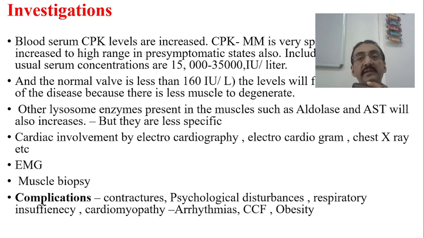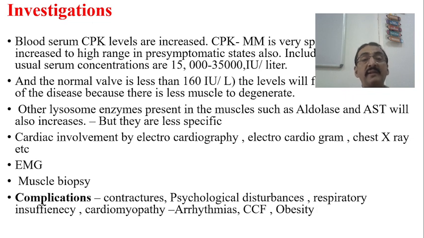Now, look into the investigations. Yes, blood serum CPK levels are increased. CPK-MM is very specific to the muscles. Levels are increased to the high range in the pre-symptomatic status also, including at birth sometimes. The usual serum concentrations are 15,000 to 35,000 international units per liter, which is the peak level. And the normal value, we know, is less than 160.